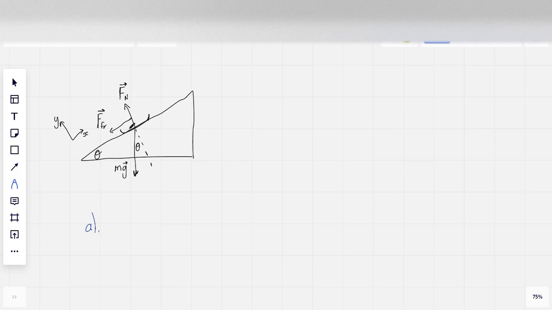So we have a frictional force acting down the slope, the normal force acting perpendicular to the slope, as well as the weight acting vertically downwards. Now, from this free body diagram, we can see that the sum of the forces acting on the sled in our y direction is equal to the normal force Fn minus the component of the weight perpendicular to the plane, which is mg cos theta, and that's equal to 0.